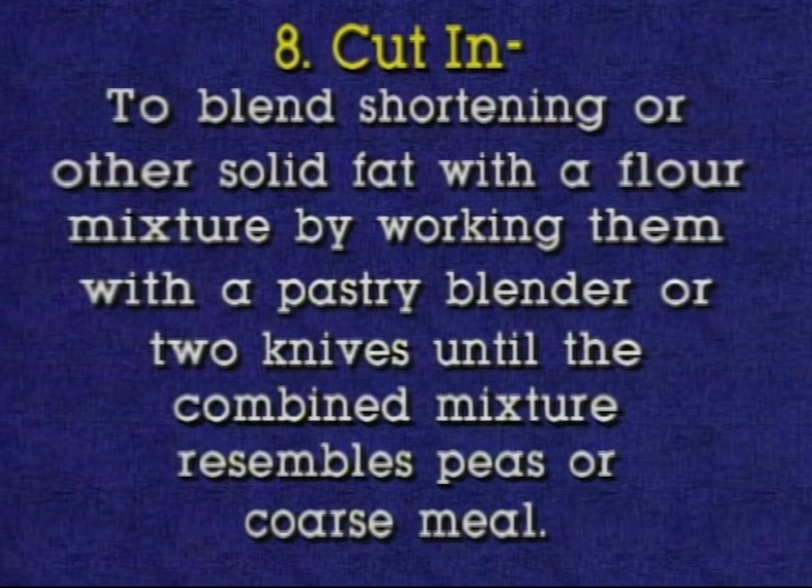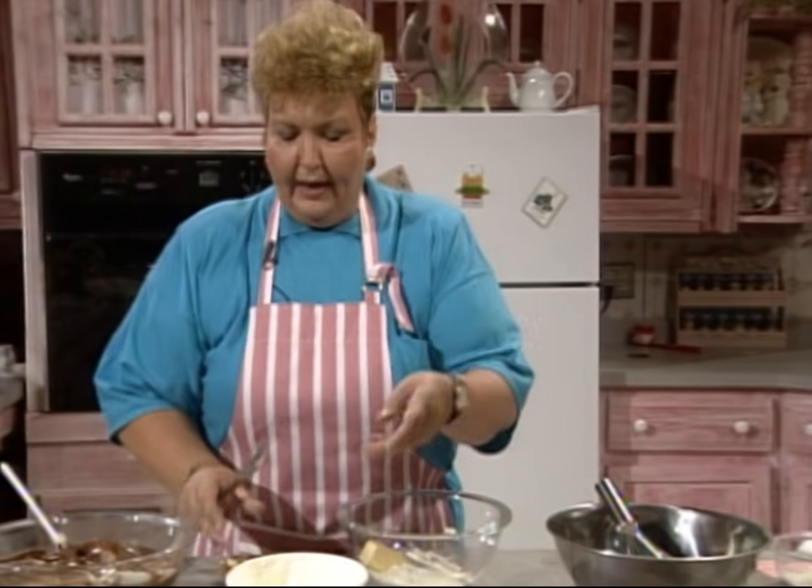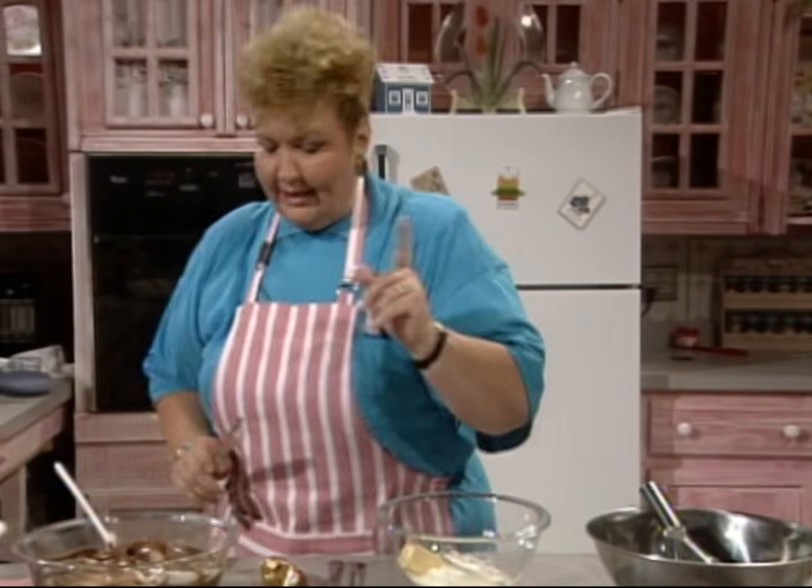The next one is to cut in, which is flour. And let's see what the definition of it is. It means to blend shortening or other solid fat with a flour mixture by working them with a pastry blender or two knives until the combined mixture resembles peas or coarse meal. Now, understand, these are technical terms here, but the best way is to show you what we're talking about. This process is used a lot when you're making pie crust or when you're making biscuits.